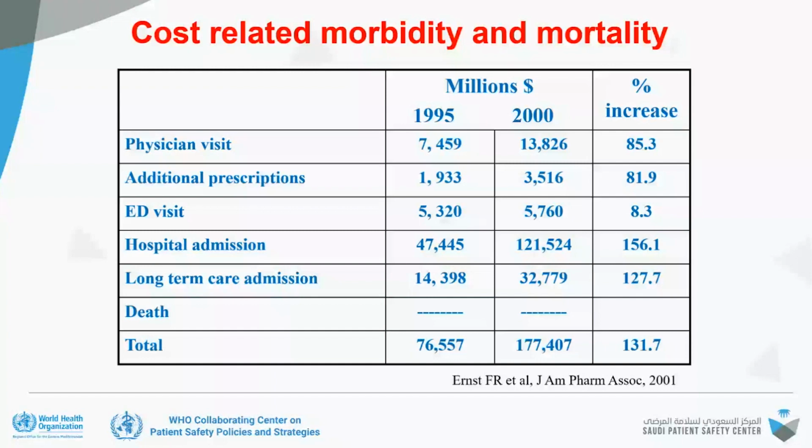They found in the States the economic burden of the drug-related mortality and morbidity reached $177 billion, which was an increase of 103%. This is for 2000. Before, I think a couple of years, another report coming in the States reached almost $300 billion as the economic burden impact of drug-related mortality and morbidity, and medication error was among them.